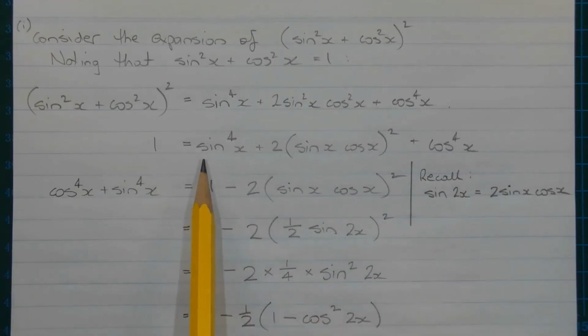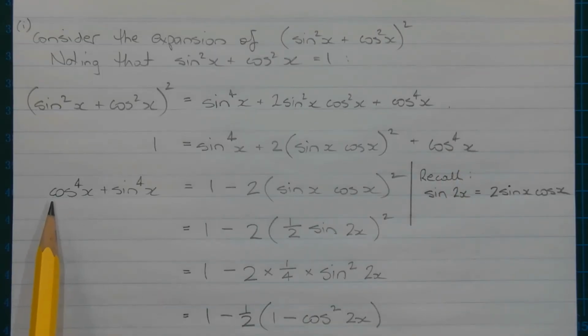Rearranging this equation to isolate sine to the power of 4x plus cos to the power of 4x, the equation becomes cos to the power of 4x plus sine to the power of 4x is equal to 1 minus 2 times (sine x cos x) in brackets to the power of 2. Let's focus on what's in brackets here, sine x cos x. Recall the double angle identity: sine 2x is equal to 2 sine x cos x. If we divide both sides of this identity by 2, we get half sine 2x is equal to sine x cos x. Let's go back to this expression here inside the brackets. We're going to replace the sine x cos x with half sine 2x.